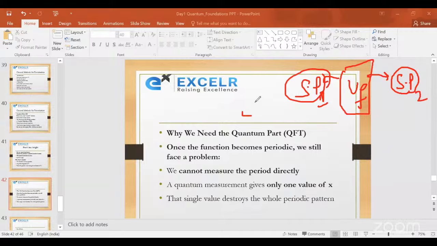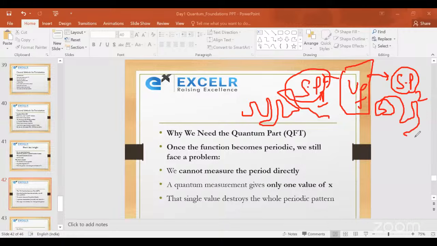Maybe it was input in this form, but now we get a form like this. No problem. After the oracle the form changes, but it remains mixed, with all the inputs intermixed. This is also a mixed state. Now, how do we find the solution?